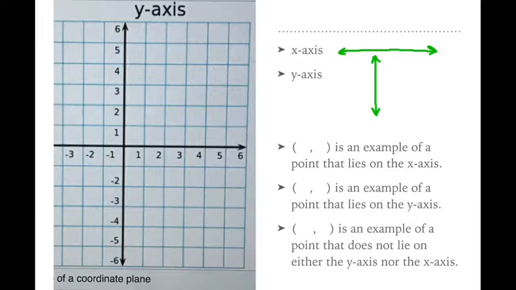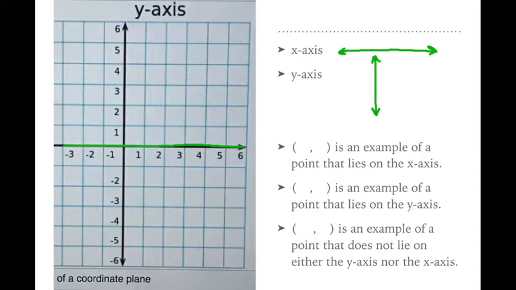So if you feel comfortable with what the x-axis and y-axis are, let's go ahead and try to fill in these sentences. Think of an ordered pair that would fit into these particular slots. What would be an example of a point that lies on the x-axis, the y-axis, and one that lies on neither the x nor y-axis?